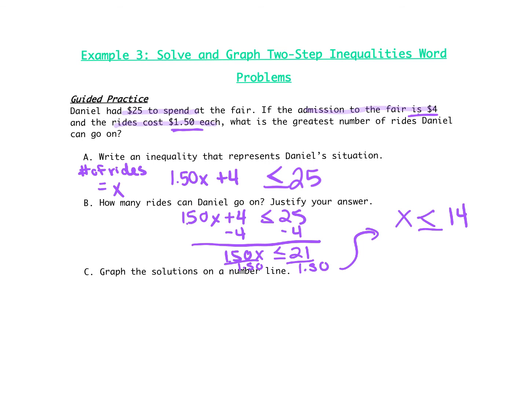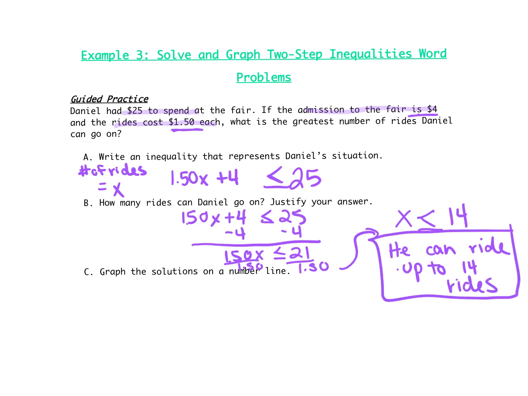So that means, and remember word problem answers for word problems, he can ride up to 14 rides. All right, so now we have to graph that. Now, a little trick for graphing, do not make it more complicated than it needs to be. Whatever number you got, in our case is 14, you put in the middle.